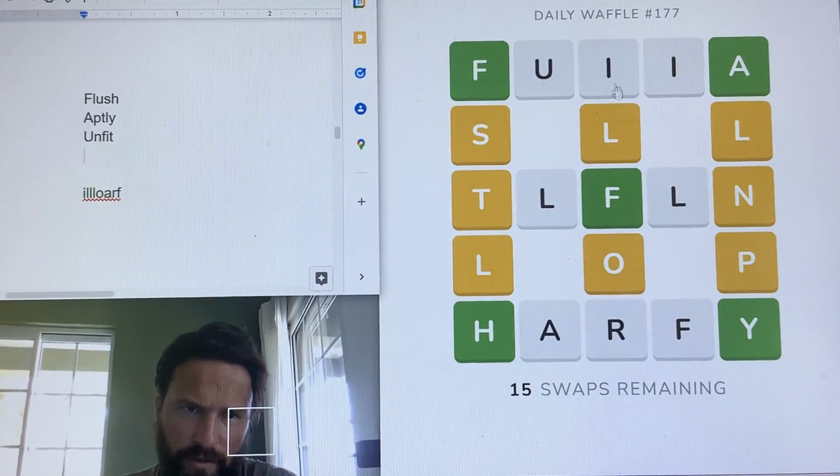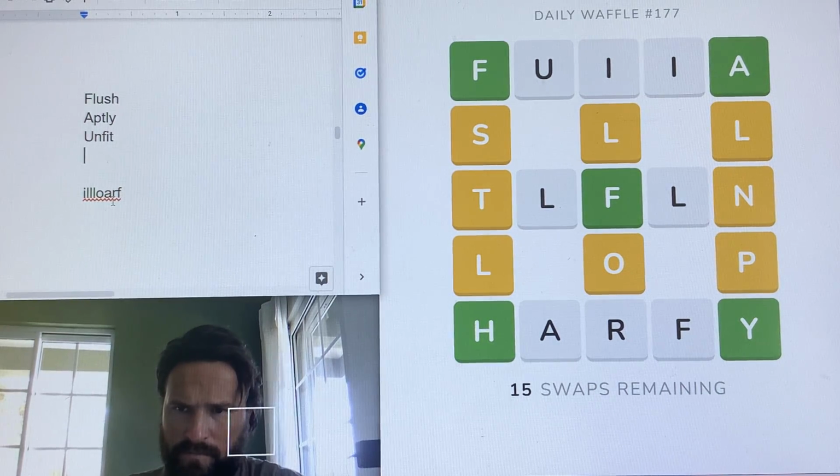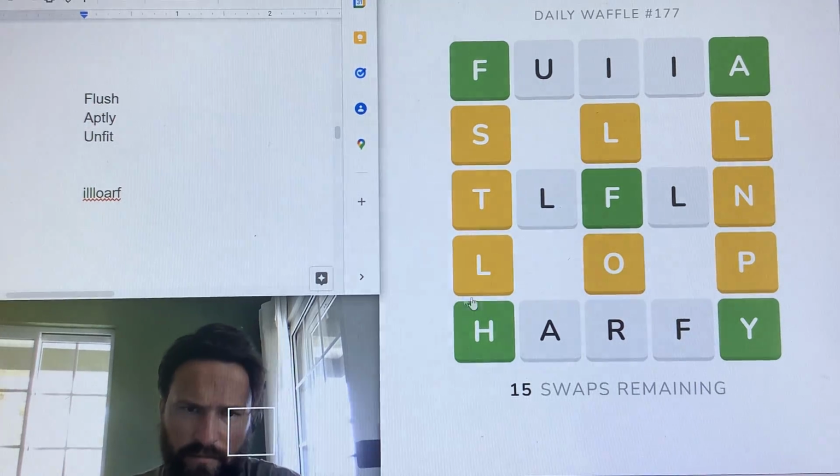Okay, and so R can't go in this word and I can't go in this word, otherwise they'd be yellow. So we got an L and an O, and then L-O. Does the A have to be in it? I just don't. I'm looking down here. I mean, we have a ton of L's.